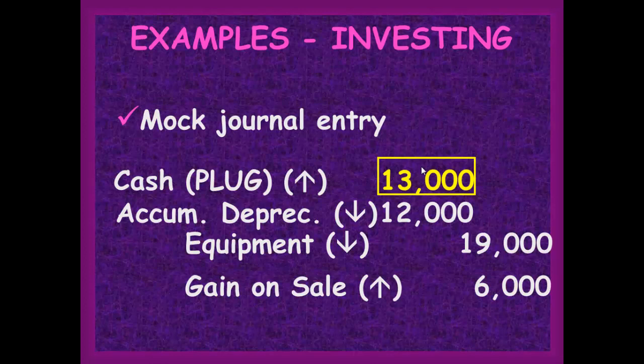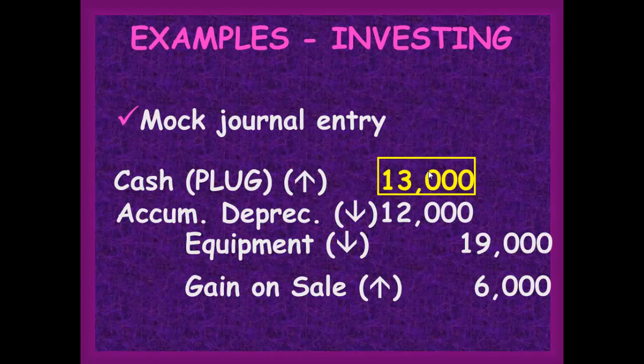What do you think was the book value of that equipment? 7. Cost minus accumulated depreciation. I sold it for 13, which means I got more for it than the book value. Therefore, I had a gain. Now this is one that I think it really helps to do the mock journal entry. Again, you don't have to. Matter of fact, in just a minute, I'm going to show you how you can do it without it. And that's fine also, whatever works.